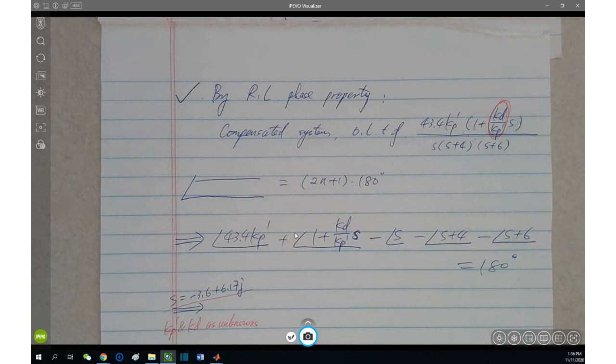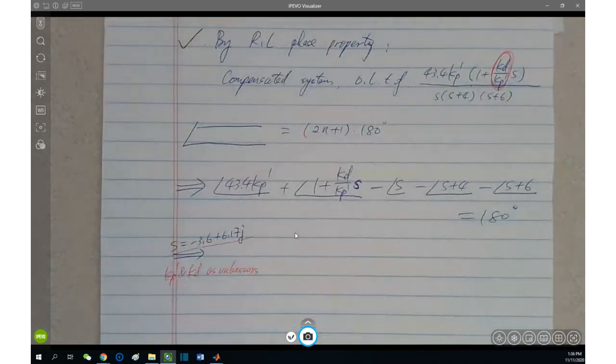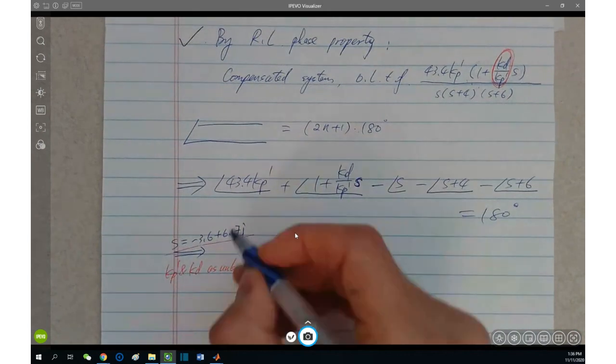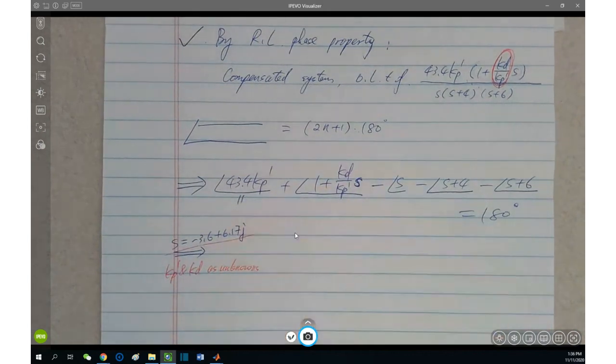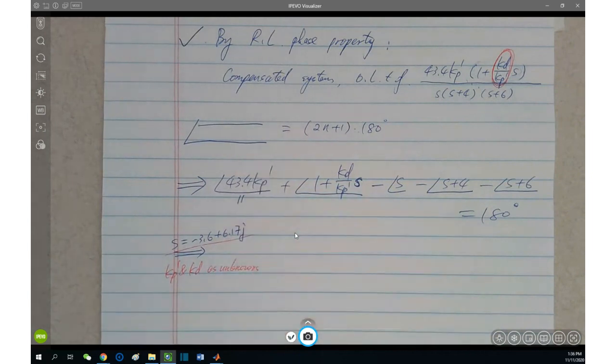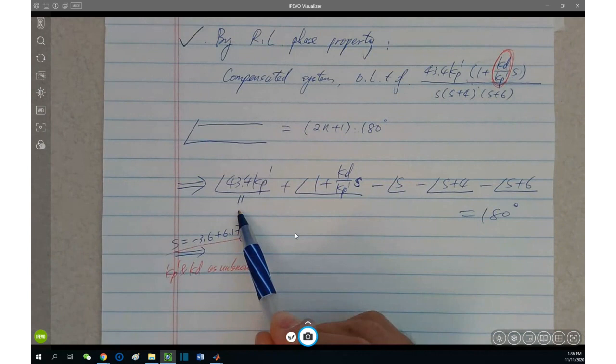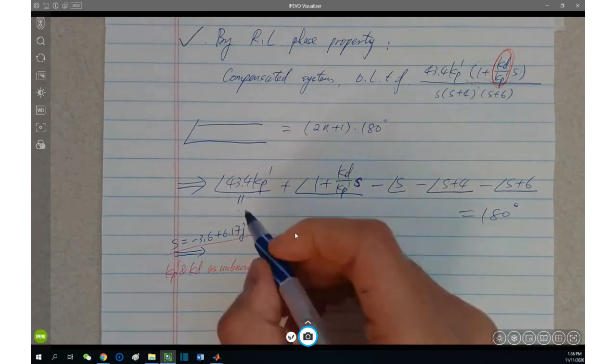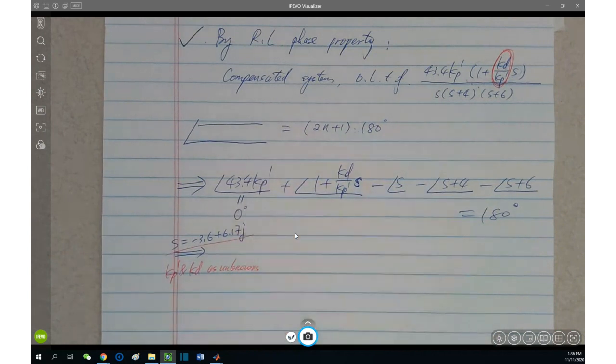Be very careful on this thing. Be clear: we are not looking for KD and KP prime. We're looking for the ratio between them. So move on. What's the angle of this guy? What's the angle of this guy? Zero. Good, Tu is right. Very good. Kevin is right too.